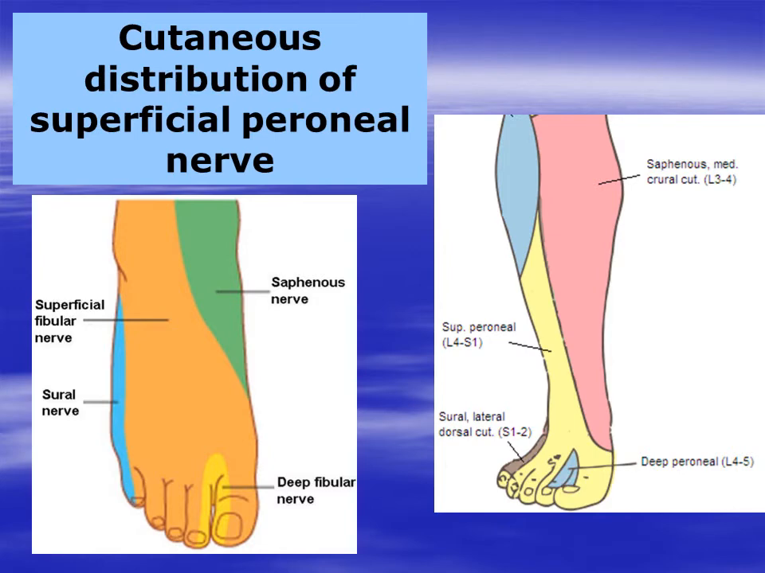So the cutaneous distribution of the superficial peroneal nerve: it supplies the lower part of the anterolateral leg, this area, and supplies the dorsum of the foot except the lateral and medial borders, and the dorsum of the toes except the adjacent sides of the big and second toe, and the lateral border of the little toe.